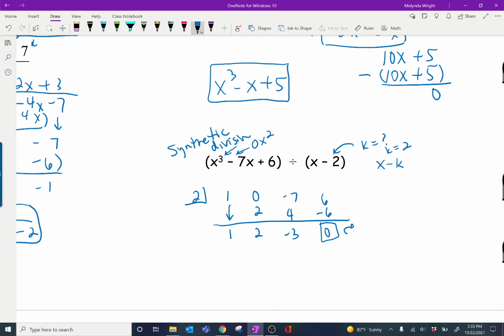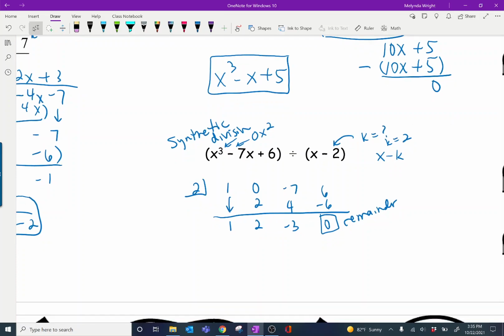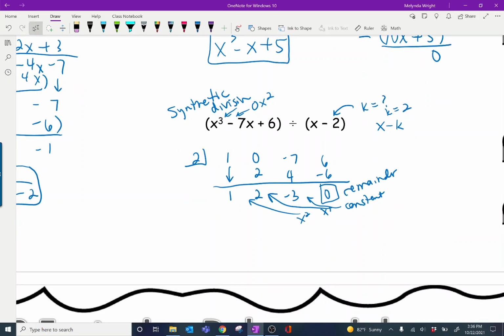So my remainder is 0. I don't have a remainder. Okay, that's nice. So that means that this number is the constant, this number is x to the first, and this number is x squared. We can just fill it out backwards. There are other ways to do it, but I'm just getting us into a pattern. So I would have 1x squared plus 2x minus 3, and there's no remainder. So that would be my final answer. And there is our lesson on dividing polynomials.